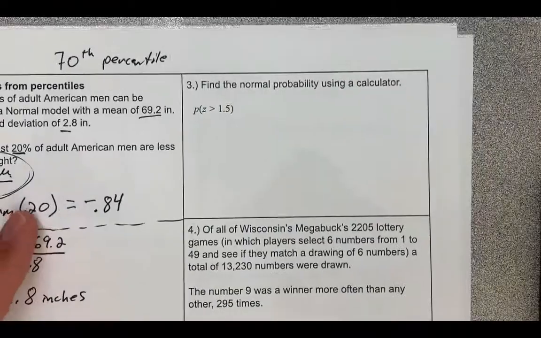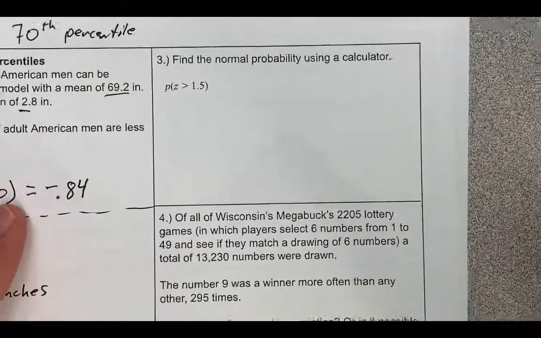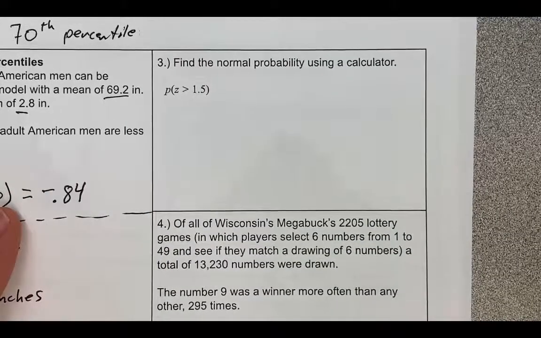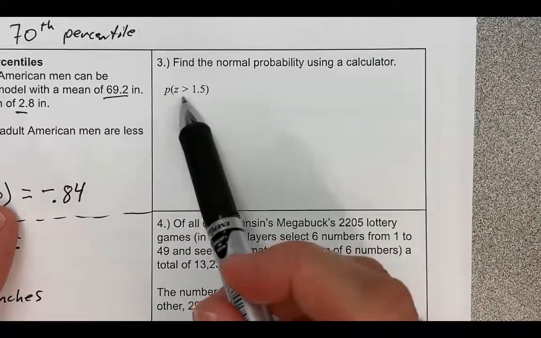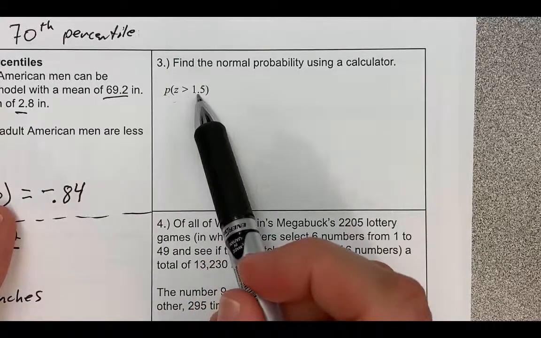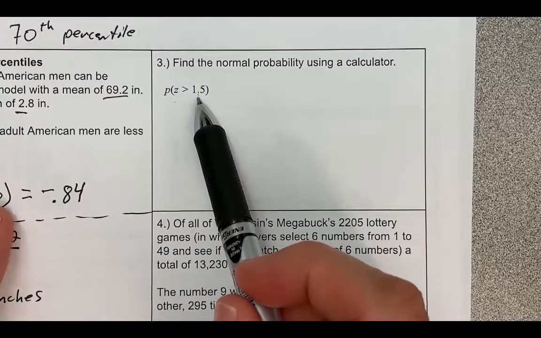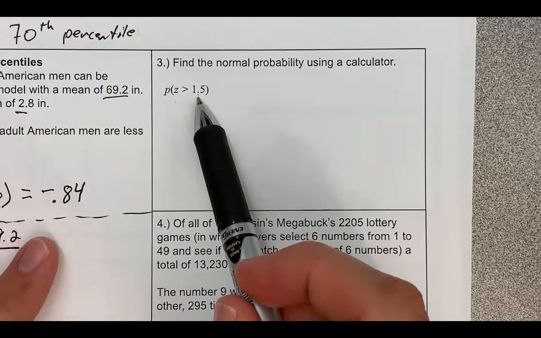Okay, there is a really straightforward type of example here in the assignment, but it's almost so simple that it's confusing. If you want to find the probability of z being greater than 1.5, that is just a greater than problem where they've given you the z-score. There's just no extra work to do. They've given you the z-score.